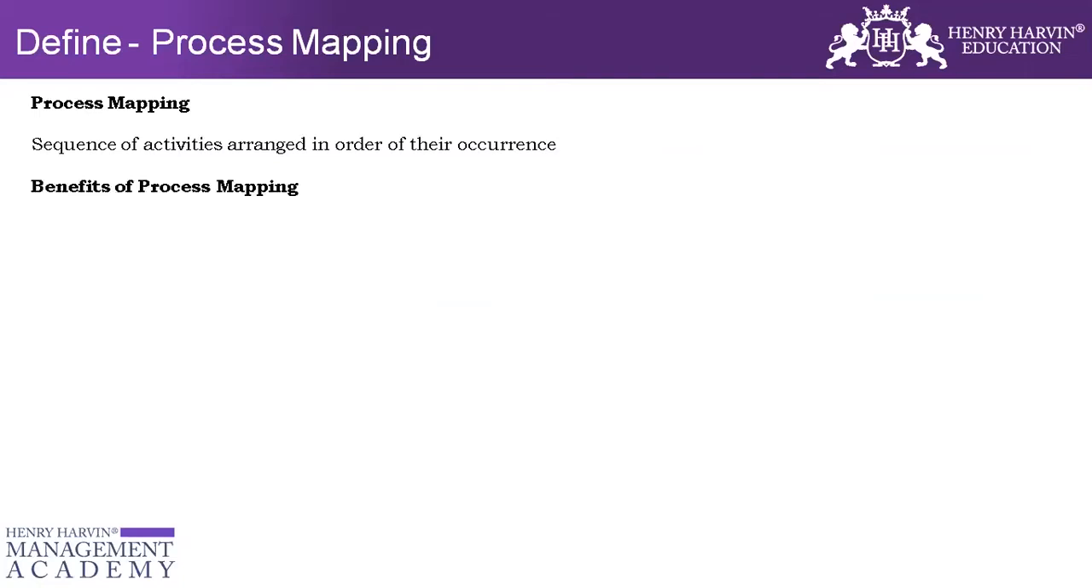Now we are going to talk about process mapping. In the define phase also we need to list down the process map so that we know how the process flows. So we all know what process mapping is. It is a sequence of activities arranged in order of their occurrence. It's a kind of flow, a step-by-step instruction of a given process. So that's what the process map is all about.